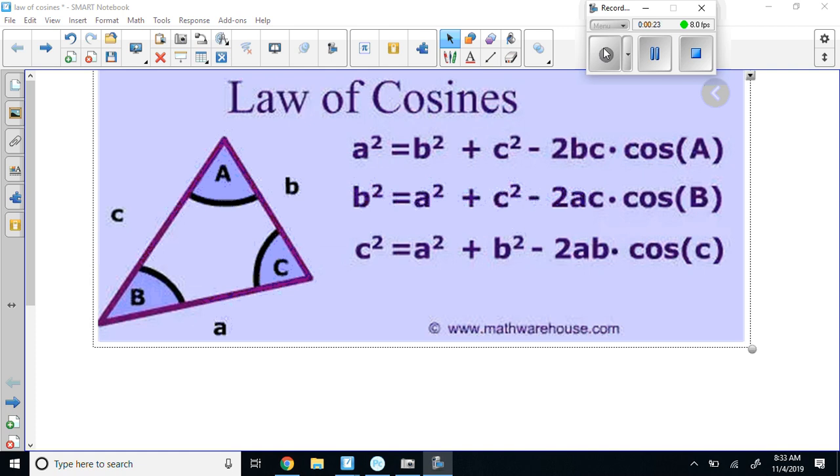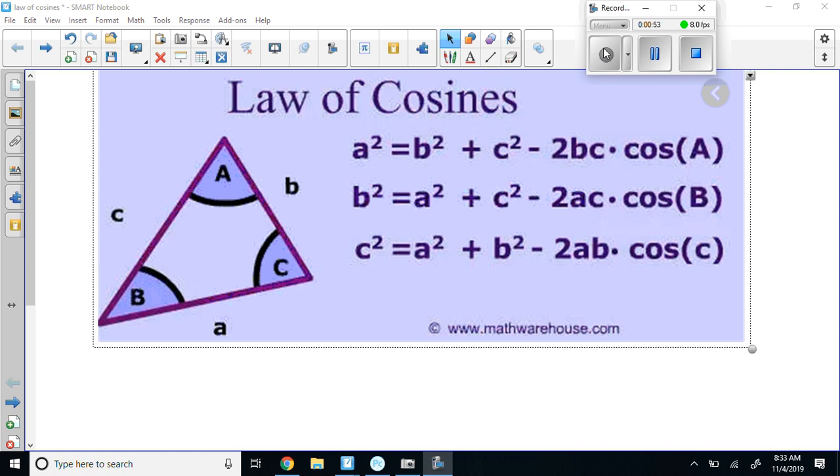Coming up on your big unit test at the end of the week, you're going to have a whole lot of stuff on there. Some you'd use law of sines on, some law of cosines, and the other thing we covered in this unit is area. Area is 1/2 base times height, and you can also find an area using the sine properties.